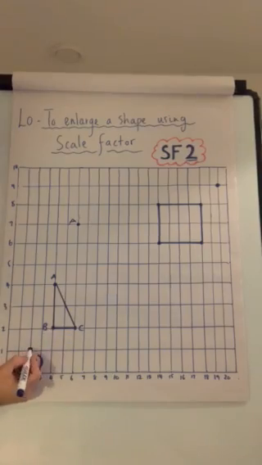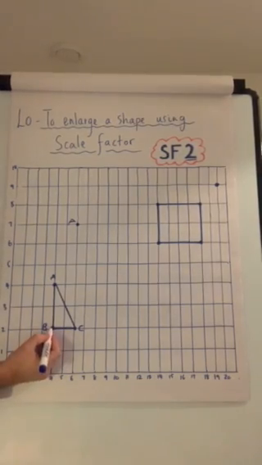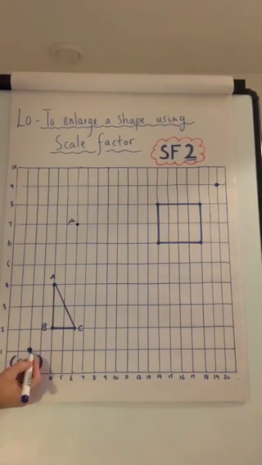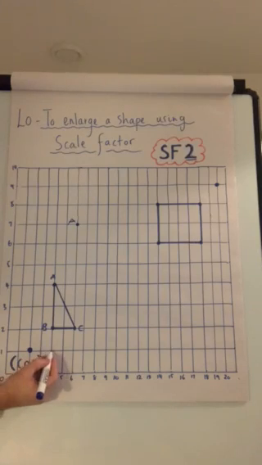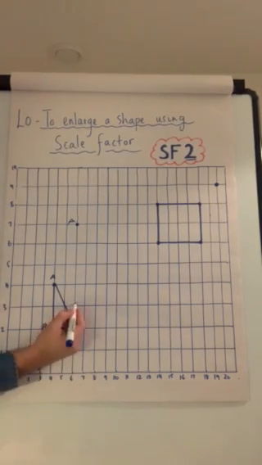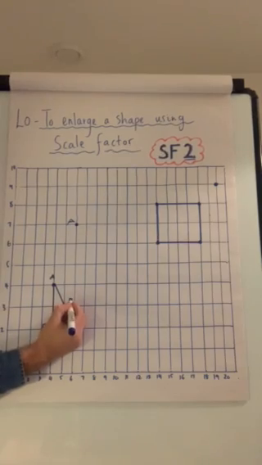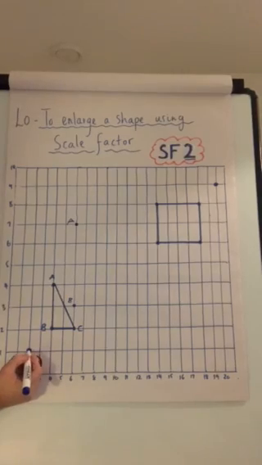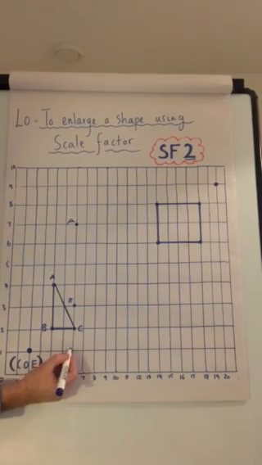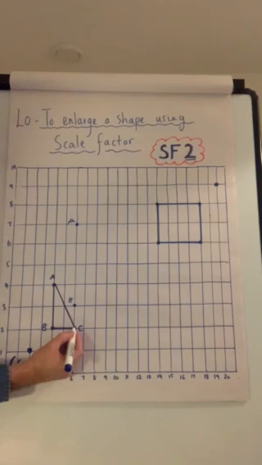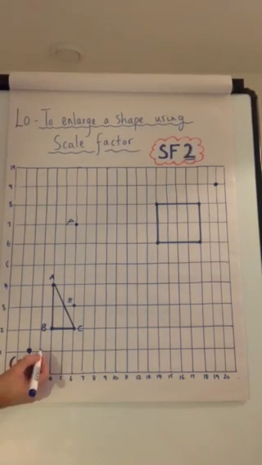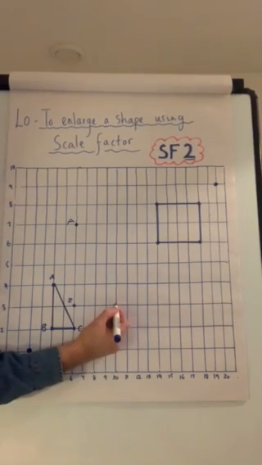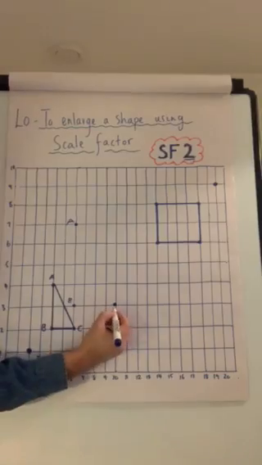Let's have a look at B. B is 2 across, 1 up, but my scale factor is 2. So instead of 2 across, 1 up, I'm going to go 4 across, 2 up. 1, 2, 3, 4, 1, 2. And I've enlarged B to there. Then finally, point C, the third point of the triangle, is 1, 2, 3, 4 across, 1 up. So I'm going to double it, 8 across, 2 up. 1, 2, 3, 4, 5, 6, 7, 8, 1, 2. Okay, and that was point C.